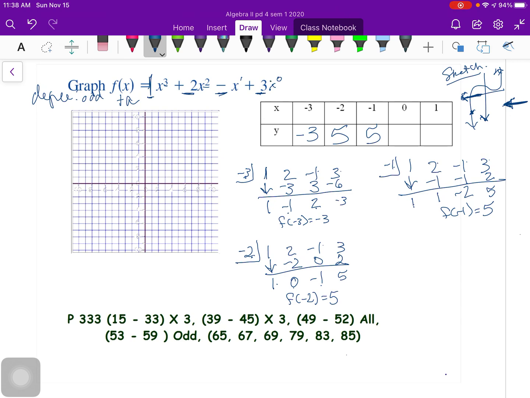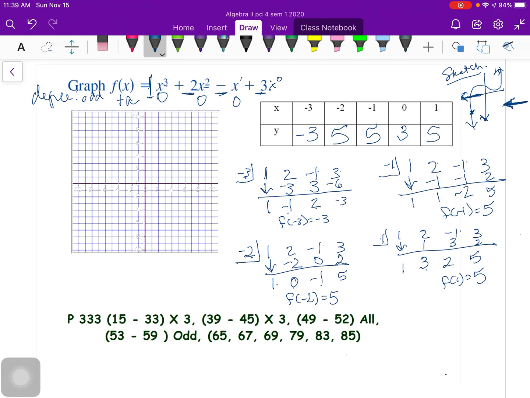I'm going to do direct substitution for the 0. So if I put a 0 in here and here and here, I get 3. And then I'll do synthetic on the 1. 1 times 1 is 1. Added to the 2 is 3. 1 times 3 is 3. Added to the negative 1 is 2. 2 times 1 is 2. Added to the 3 is 5. F of 1 is 5.